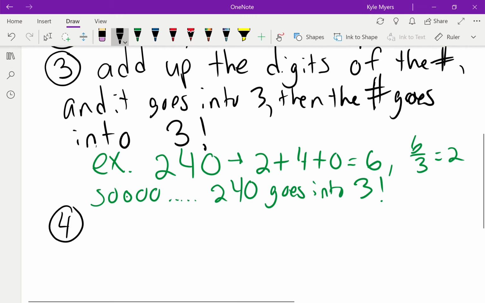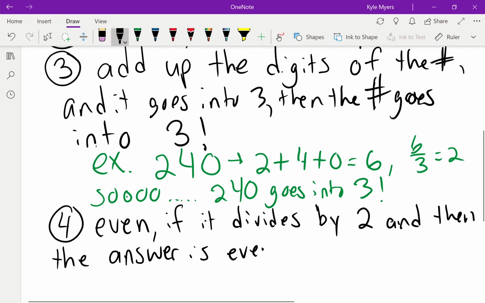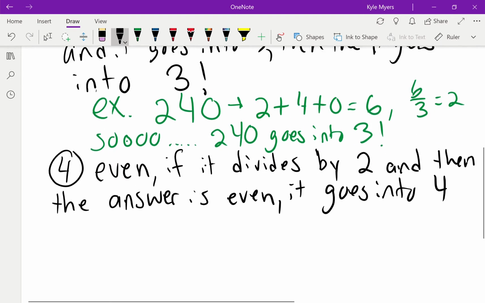The fourth trick is a little bit, probably one of the most complicated ones. It has to be even, right? And that's because 4 is just 2 times 2. And then there's actually kind of 2 different ways you could find out if it goes into 4. So if it divides by 2, and then the answer is even, the answer is even. All right? So if you divide it by 2 and then the answer is even, it goes into 4.